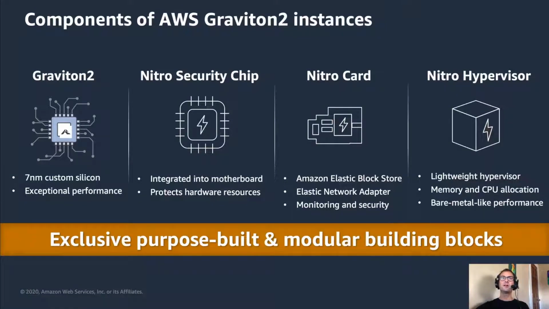The Graviton2-based instances have been built leveraging our Nitro platform. So it uses the Graviton2 processors. It uses the Nitro security chip, which is an AWS custom-designed chip that is integrated on the motherboard and protects the hardware resources from being tampered with by any malicious code that would run on the instances. So, for example, it protects the firmware on the system by providing a cryptographically protected API that prevents attackers from tampering with the firmware. It uses the Nitro cards, which are cards that are connected to the PCI Express bus of the instances and emulating hardware components on the PCI Express bus, like the EBS disks or the network cards.